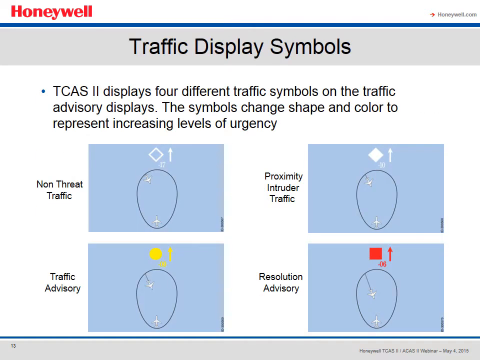TCAS presents 4 different traffic symbols on the display. As a potential intruder moves towards your aircraft, the symbols change shape and color to represent increasing levels of urgency. The symbols are non-threat traffic, proximity intruder traffic, traffic advisory, and resolution advisory. We'll expand on each of these individually as we progress.